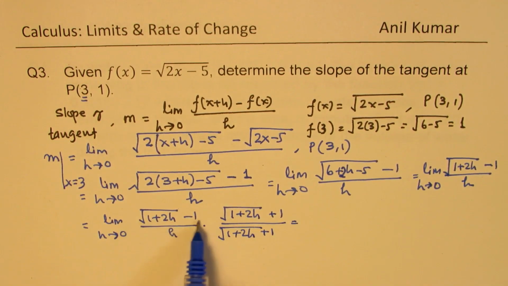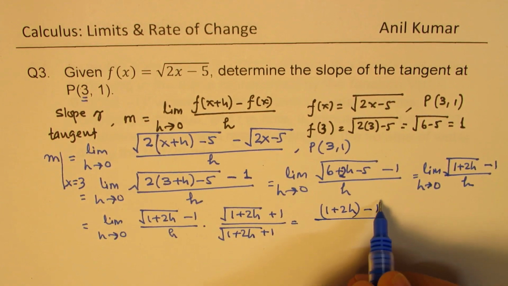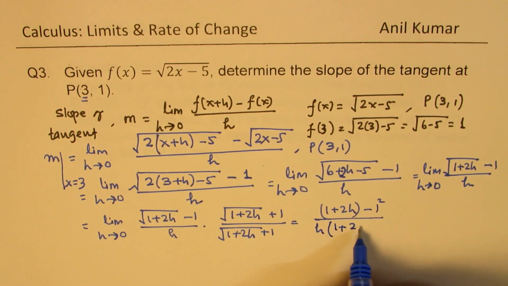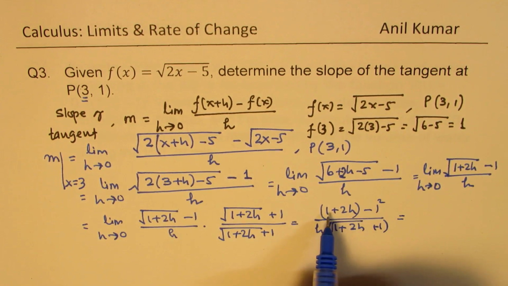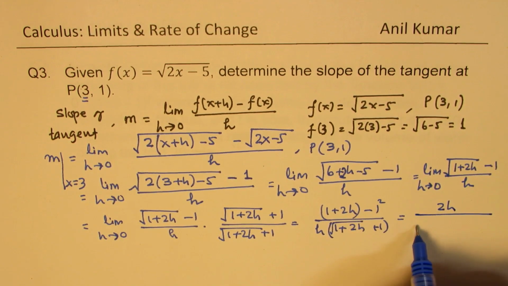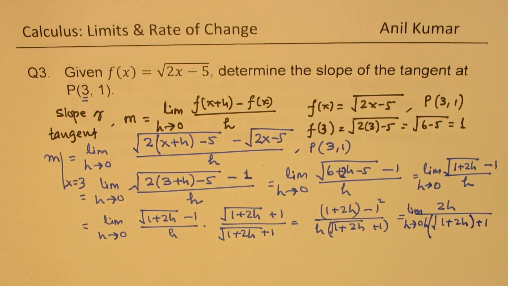So in the numerator, we get difference of squares. So we get 1 plus 2h minus 1 squared, right, which is 1. And in the denominator, we get h times the square root of 1 plus 2h plus 1, correct? Now, in the numerator, 1 minus 1 is 0. So we get 2h over, limit h approaches 0, h times the square root of 1 plus 2h plus 1, correct? Now, h and h cancel.